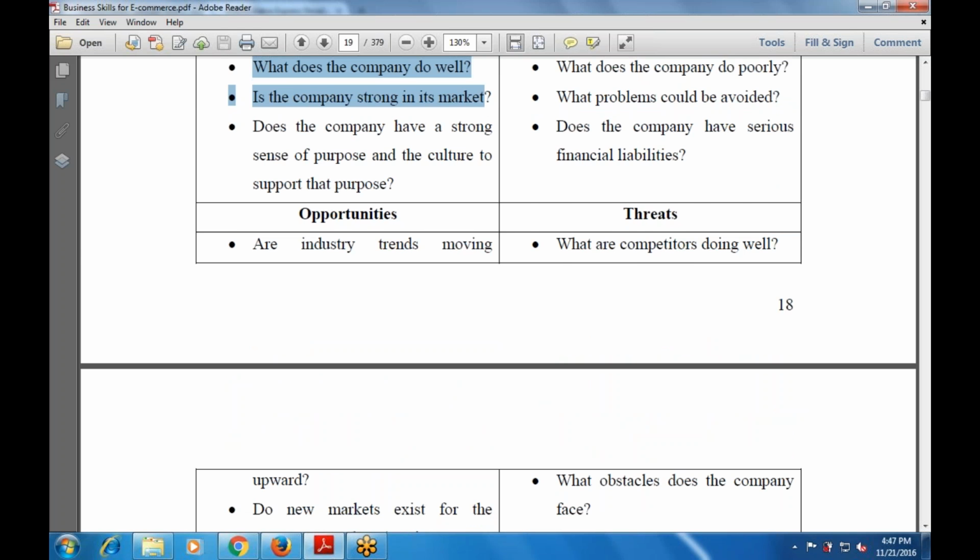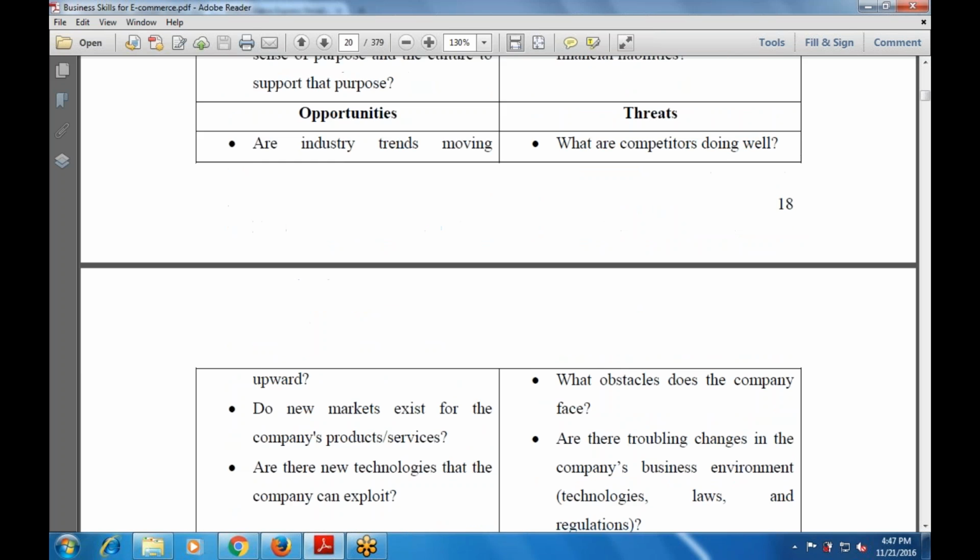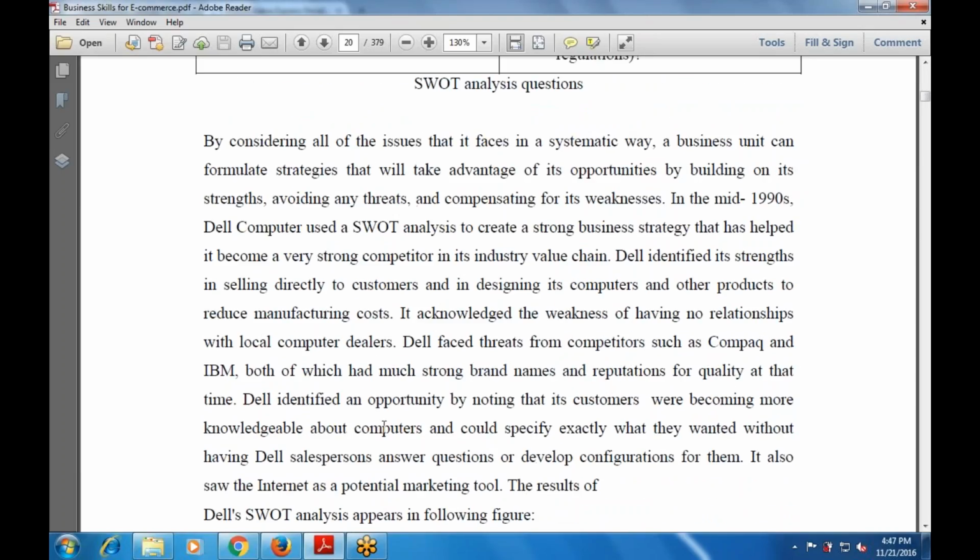So we have strengths, weaknesses, opportunities, and threats. When we consider the whole SWOT analysis, we can say that it is used to create a strong business strategy, so that the company becomes a very strong competitor in the market, in the industry value chain.